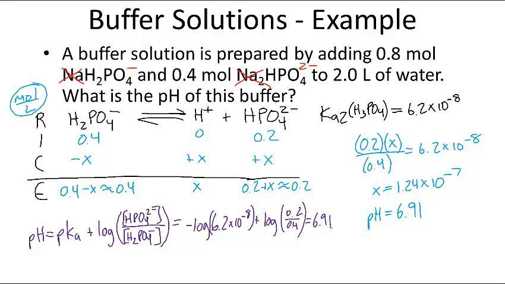So would this buffer be better at buffering against excess acid or excess base? This has more of the acid, more of the conjugate acid, so this would be better at buffering against base. And notice, because it has more of the acid, the pH is going to be a little bit below the pKa. If you have a buffer that has more of the conjugate base, that pH is going to be a little bit higher than the pKa.